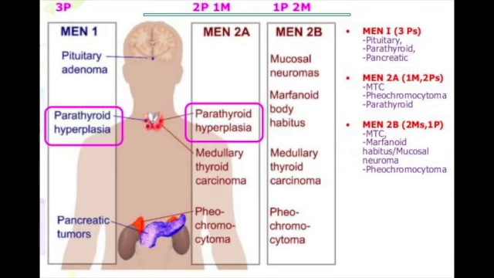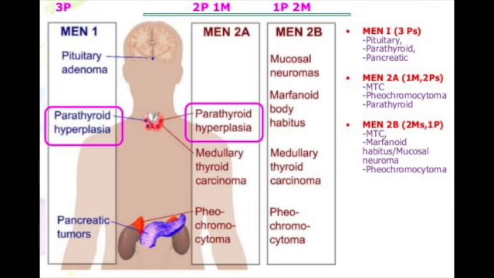Next, the opposite, hypoparathyroidism. The two most common etiologies are post-neck surgery, like a thyroidectomy or parathyroidectomy, or autoimmune destruction of the parathyroid gland. Radiation therapy, hypomagnesemia, importantly, congenital pseudohypoparathyroidism, and DiGeorge syndrome, parathyroid hypoplasia.